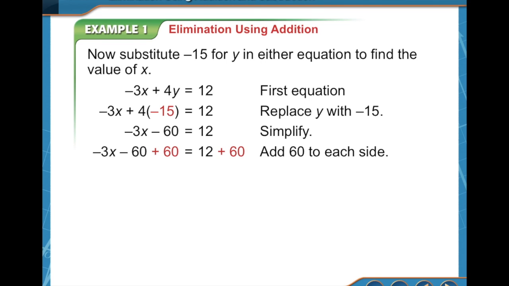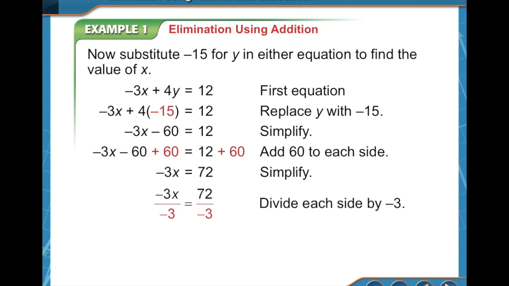And with that step simplified, on the right we get 72. On the left we get negative 3x. Now, one more step to get x all alone. We need to divide both sides by a negative 3. If we do so, on the left we will get just x. On the right we will get 72 divided by negative 3, which should be negative 24.